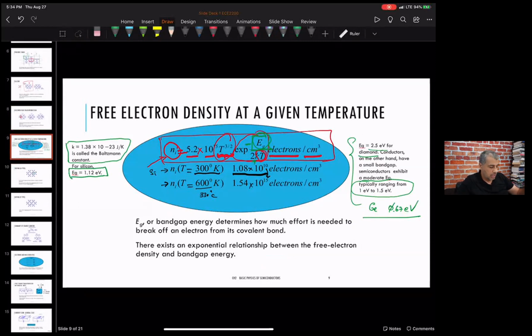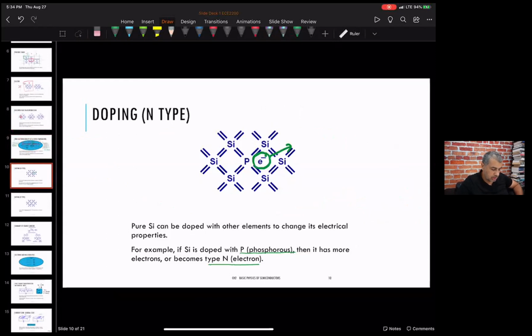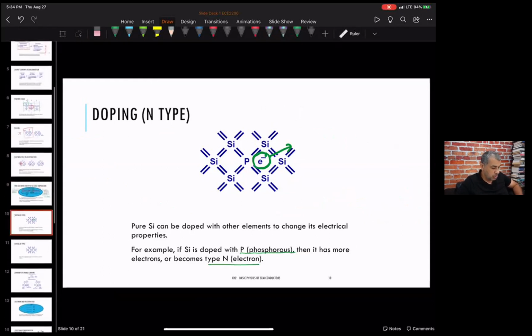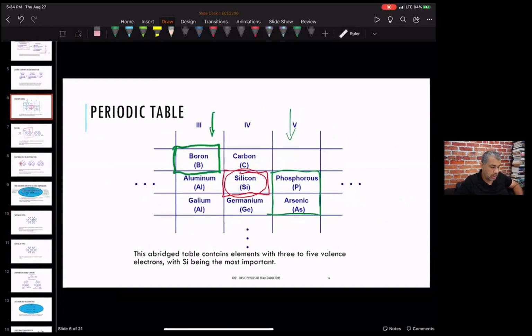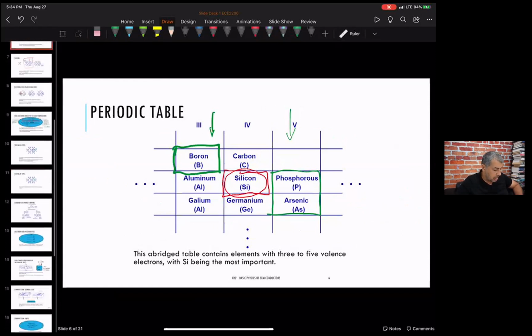So let's say we want to increase the relative number of electrons compared to holes. How do we do that? It'll become obvious why we're trying to do it once we get into PN junctions and diodes. But for the sake of discussion right now, let's say we want to increase the number of electrons. We said that what you could do is go to column 5 in the periodic table, and both phosphorus and arsenic are popular dopants for this. Basically you can add that to your silicon.